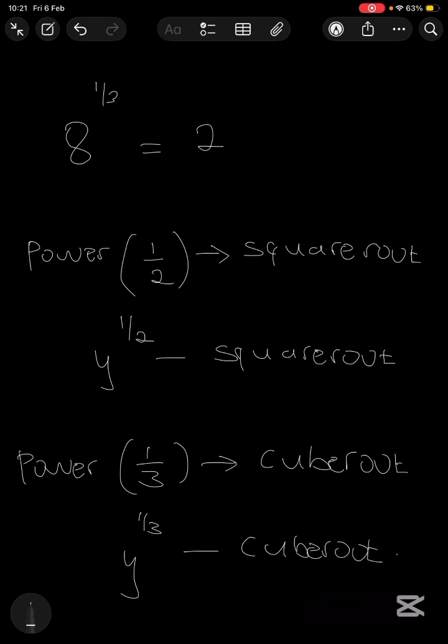Yes, those are the laws of indices. Number 1, multiplication. Number 2, division. Number 3, power. Number 4, negative index. Then number 5 is fractional power. Then, can you ensure the base is the same? You ensure the base is the same.